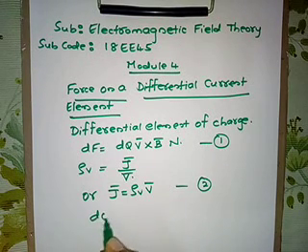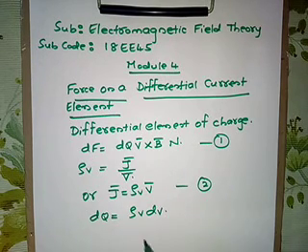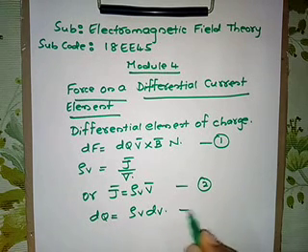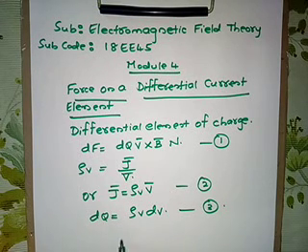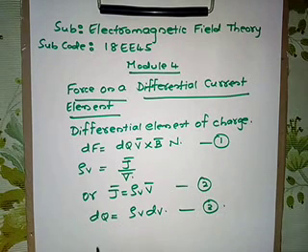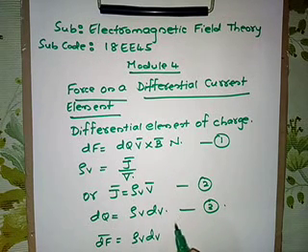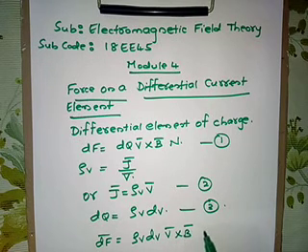Then dq can be written as ρv dv. ρv is charge per unit volume, and the volume will cancel to give the charge. So dq = ρv dv, equation 3. If we substitute this in equation 1, we get dF̄ = ρv dv v̄ × B̄. This will be the force: dF̄ = ρv dv v̄ × B̄.